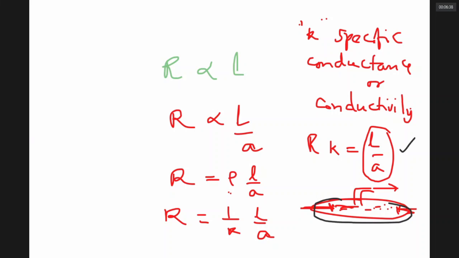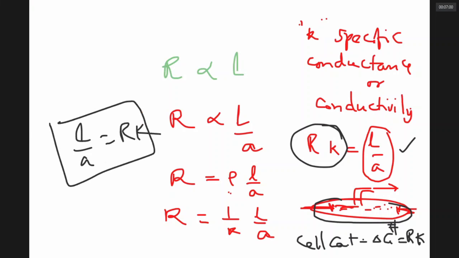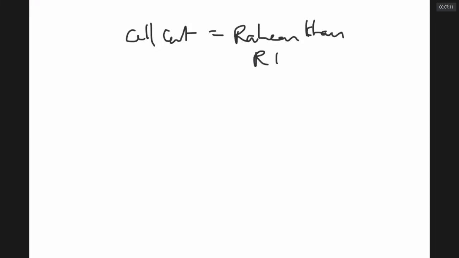So always cell constant is equal to what, sir? Resistance into conductivity. It is equal to R into K. So L by A is equal to R into K. You have any problem? No, sir. So you remember that cell constant is equal to R into K. If you know the cell constant and you know the R value, you can find specific conductance. Yes or no? Yes, sir.